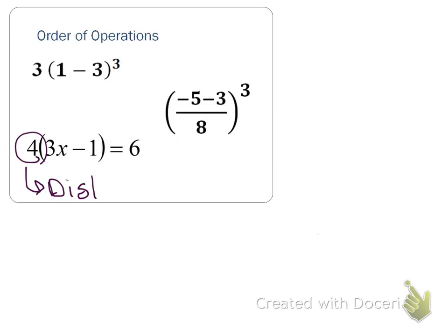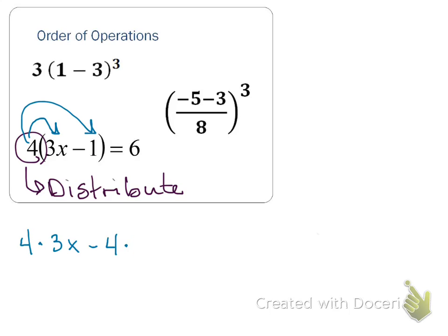Okay, so on our last one, the bottom left, we have a variable inside our parentheses, so we can't solve in there first. We need to solve for that x value. So what we're going to do is distribute that 4 on the outside of the parentheses, which means we have to multiply both the 3x and the negative 1 by 4. So we have 4 times 3x minus 4 times 1. So we get 12x minus 4 equals 6.